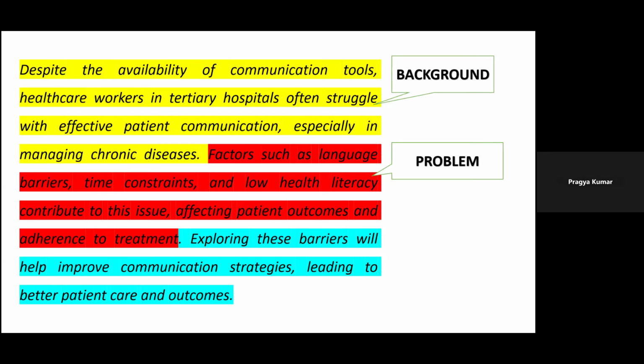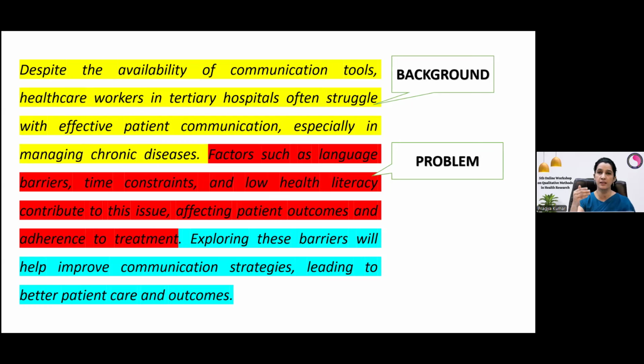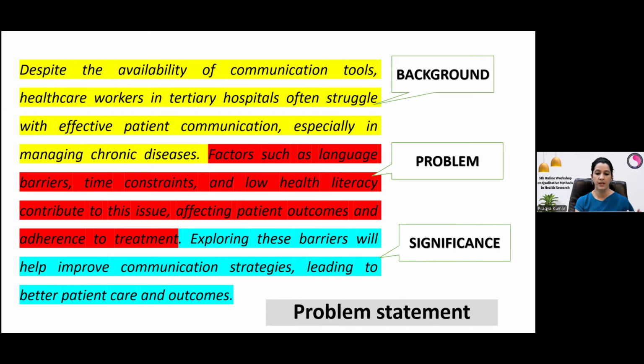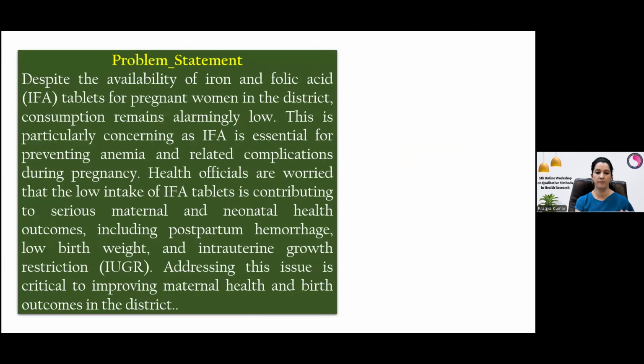So you can see now the difference. These three: the first is the background, then there is a problem, and then if you solve that problem, what advantage it will have on the patient care or overall society. That's the significance of the protocol. So these three, background, problem, and significance, make the problem statement. So again, this is one excerpt. Any other participant who would like to read this paragraph?